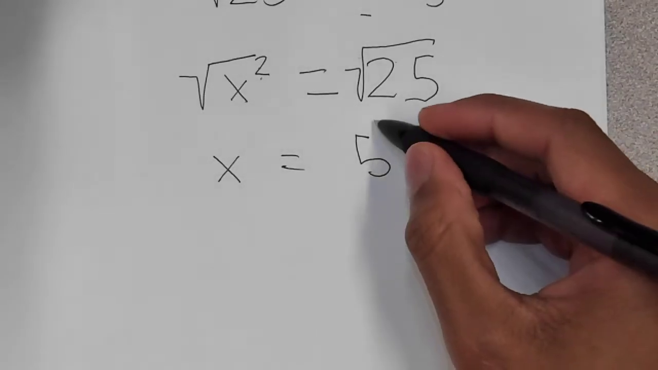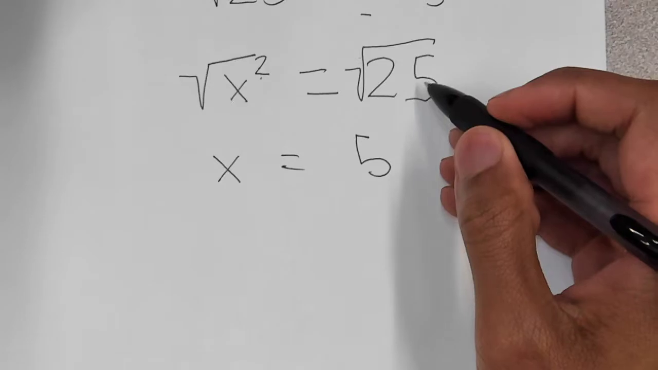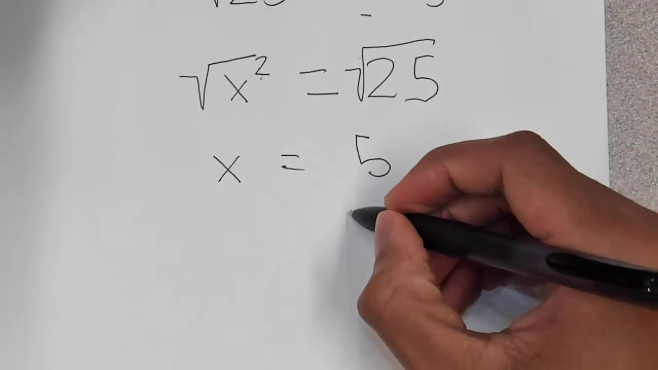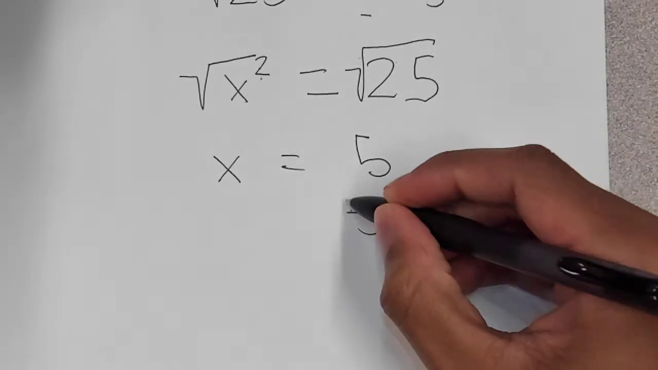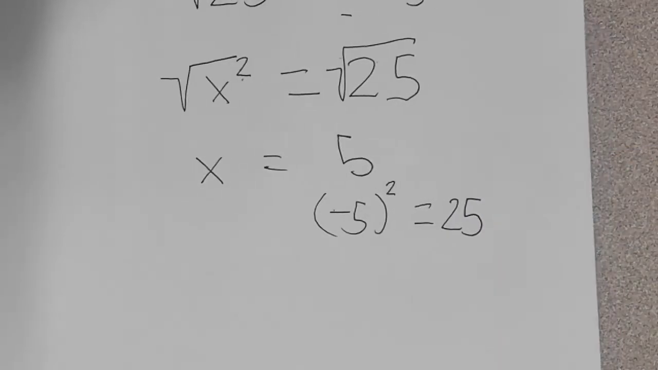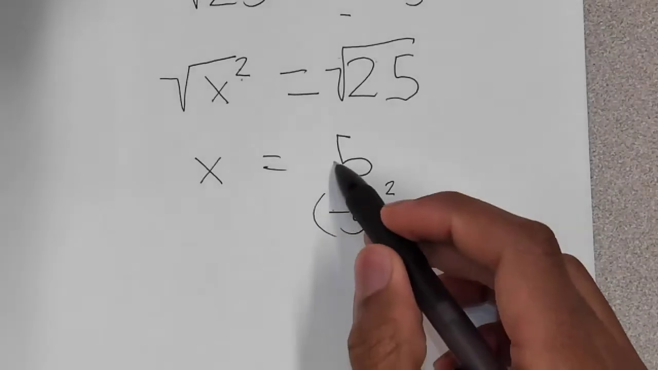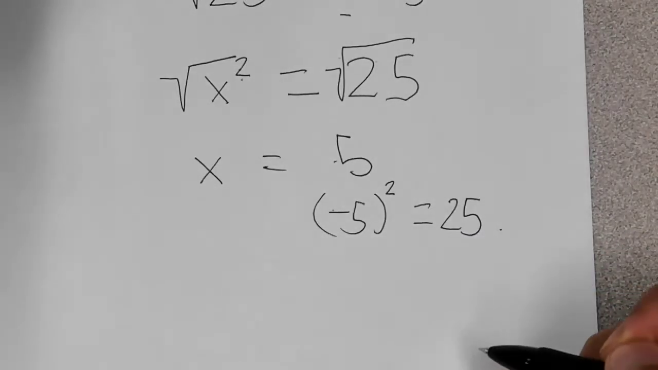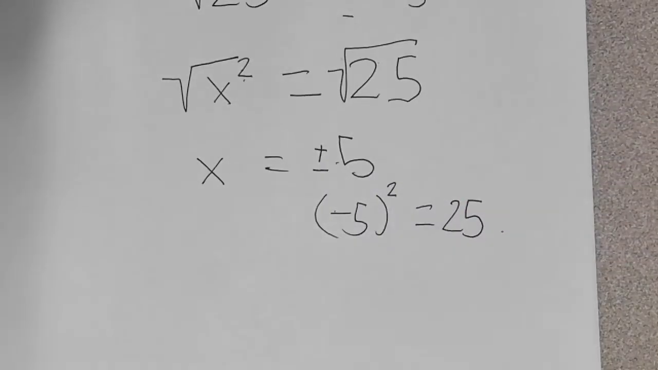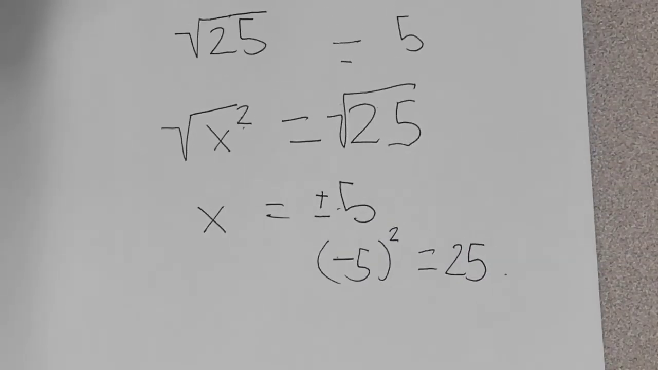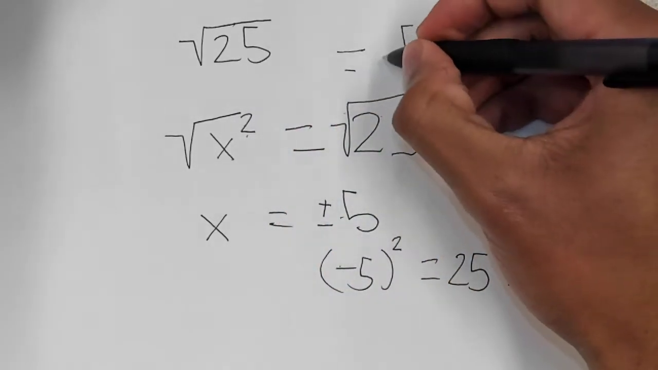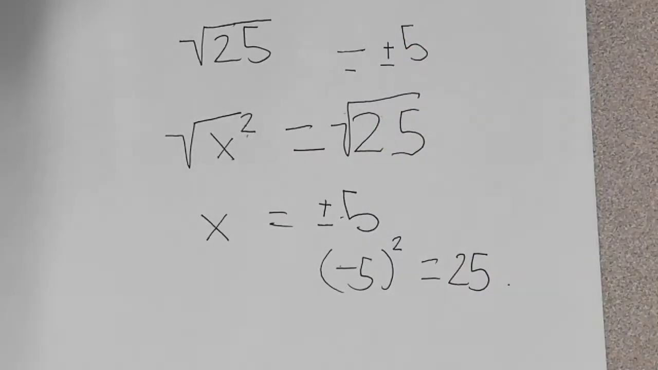It is true that 5 squared is equal to 25. But it's also true that negative 5 squared is equal to 25. So x could be 5 or negative 5. So really it's x equals plus or minus 5. So back to our original question. Square root of 25, you could write it as plus or minus 5.